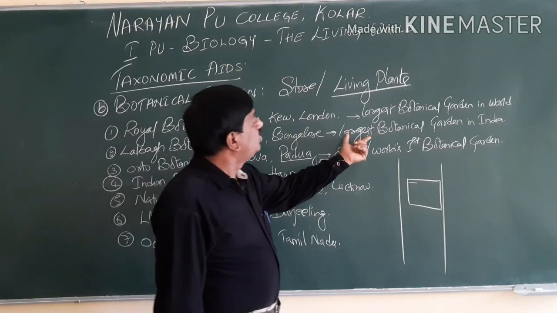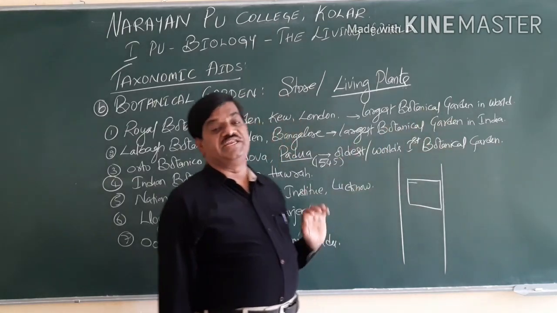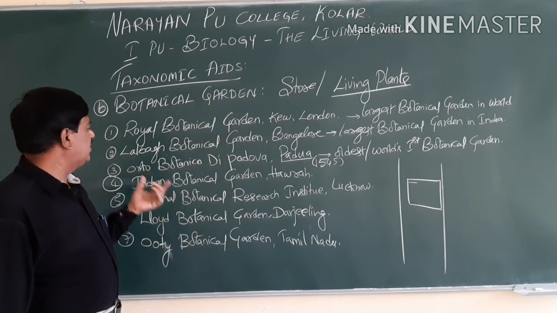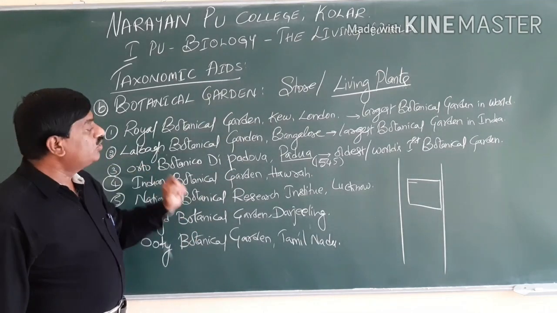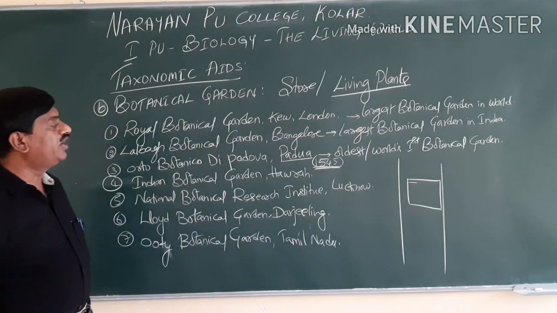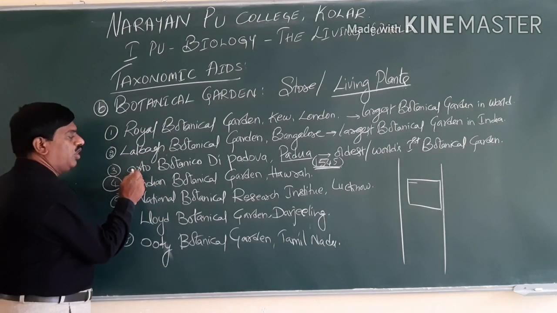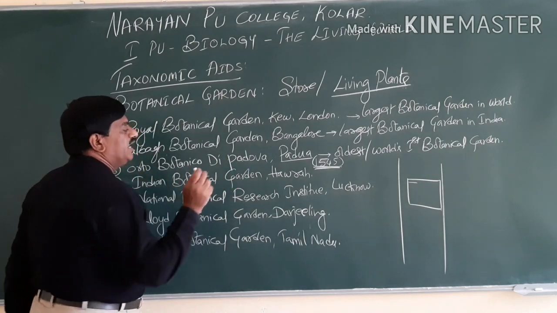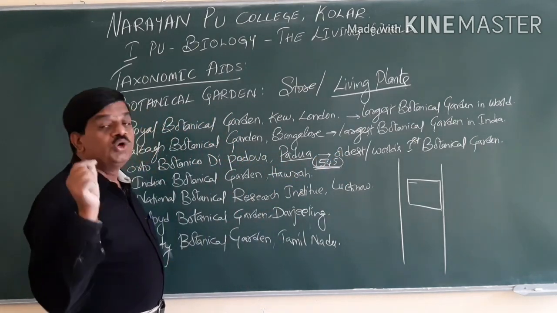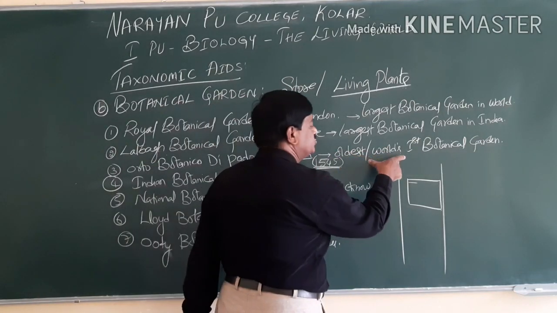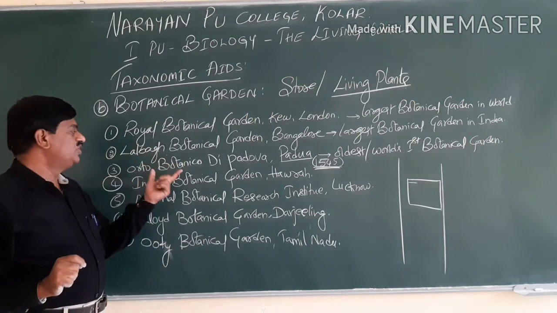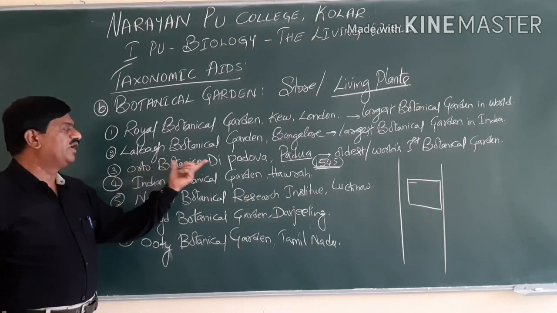This is considered the largest botanical garden in India. In India, it is the largest botanical garden. Now, when we go for the next one, called the oldest: in the year 1545, the botanical garden was started. That is called Orto Botanico di Padova. This is in Padua, the oldest, or it is nothing but the world's first botanical garden. So the oldest, or the world's first botanical garden, is Orto Botanico.